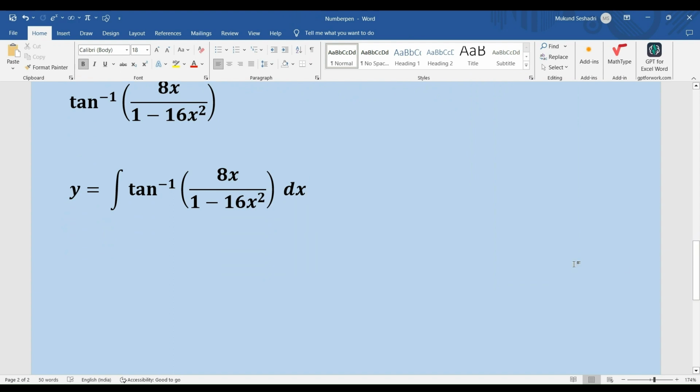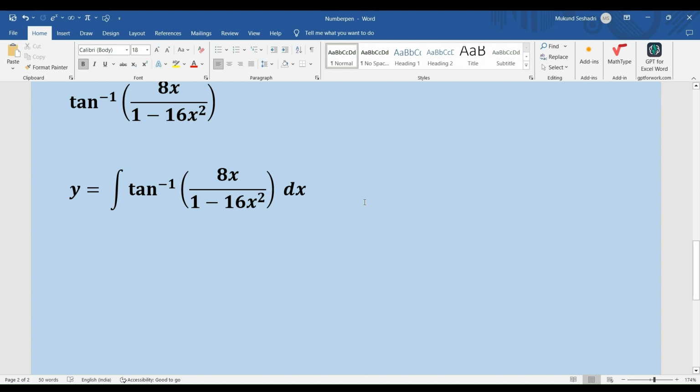So that's my y. I know that my y is not in a very simple format whose antiderivative I know from first principles. Neither can I apply integral by parts directly, right? So I don't think I have it in the u dv format. But I do notice that inside the tan inverse, I have 8x divided by 1 minus 16x square.